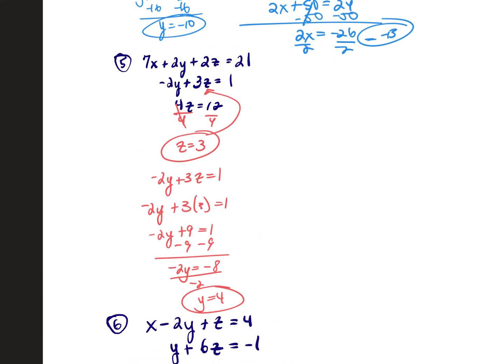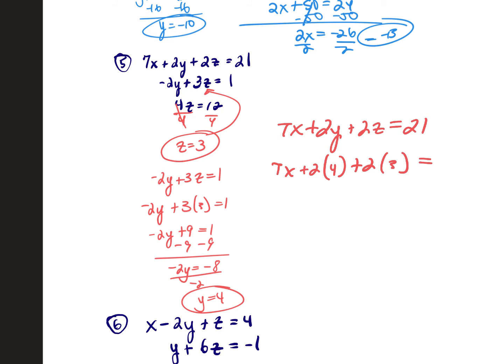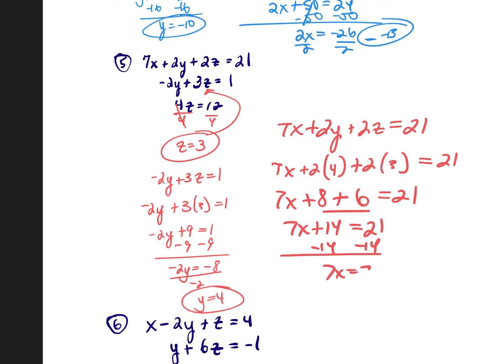Let's figure out what x is. So I'm going to use the top one. 7x plus 2y plus 2z equals 21. So 7x, I don't know what x is, plus 2 times y is 4, plus 2 times z is 3, equals 21. So I have 2 times 4 is 8, plus 2 times 3 is 6. 7x plus 14 equals 21, right? Add the 8 and 6. I'm going to subtract 14 from both sides. So 7x equals 7. What's x equal?